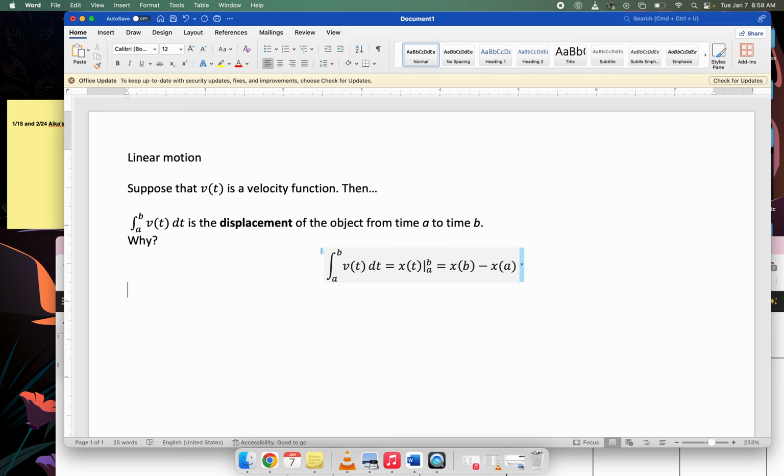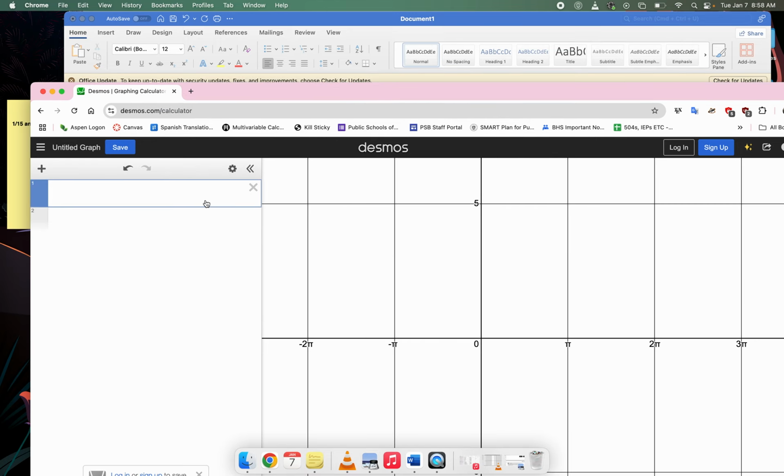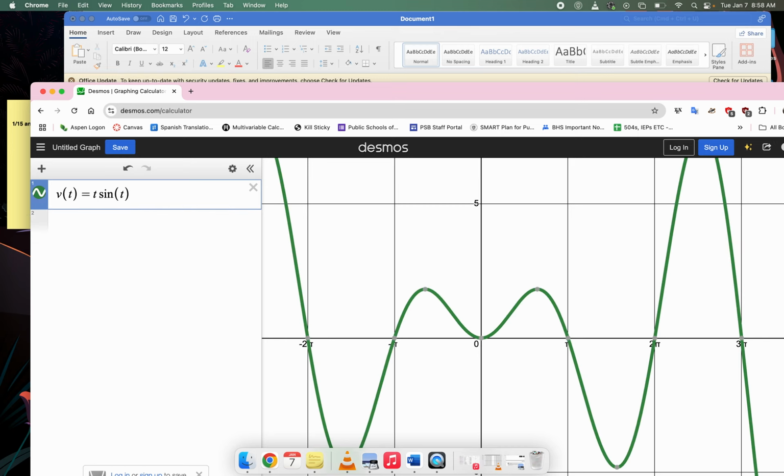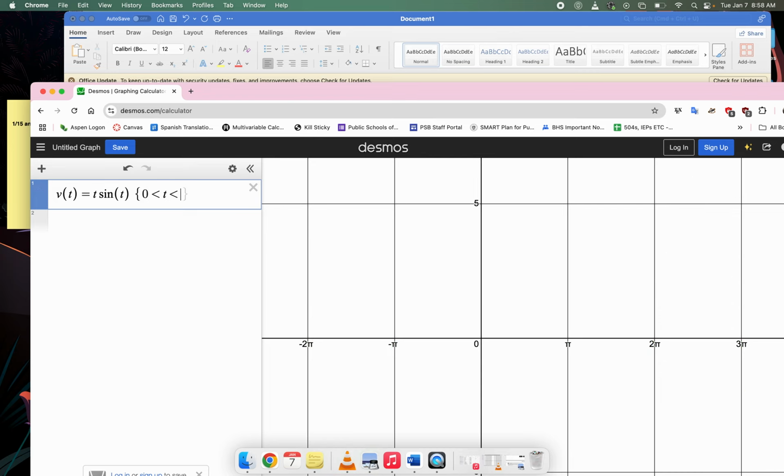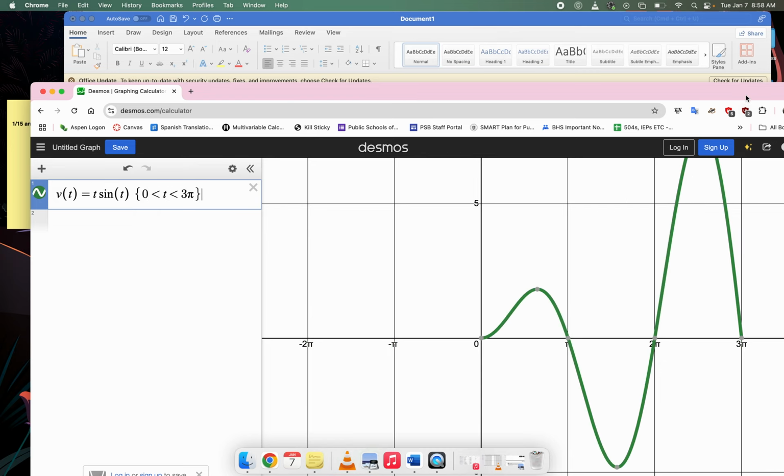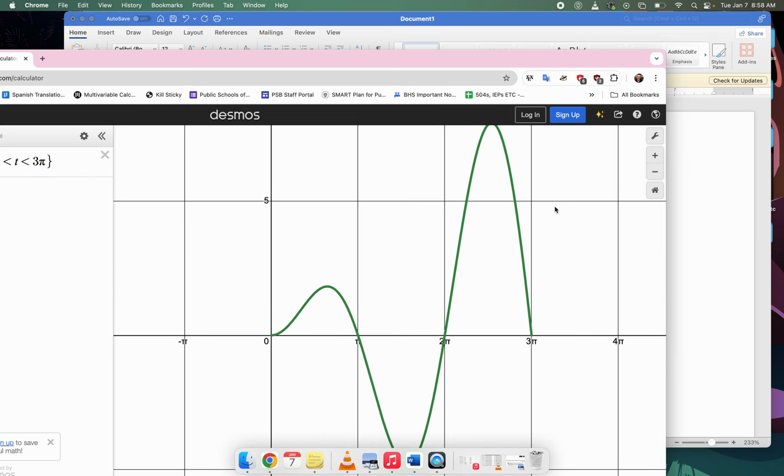If you're interested in the distance traveled by the object, there's a couple of ways to think about it. Okay? The distance traveled is a little more complicated. So why is the distance traveled more complicated? Well, let's say that my velocity function looks like this, t times sine of t. Let me just graph that between 0 and 3 pi. So let's say that our velocity function looks like this, okay?